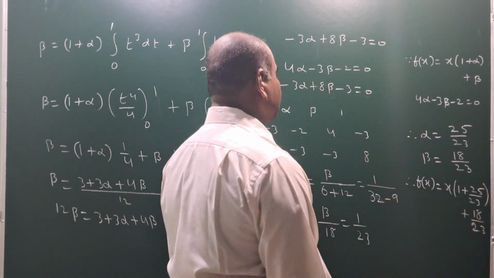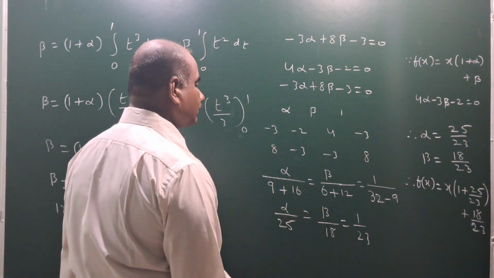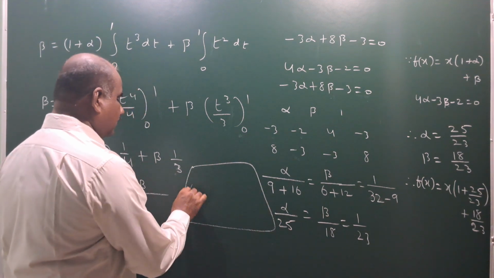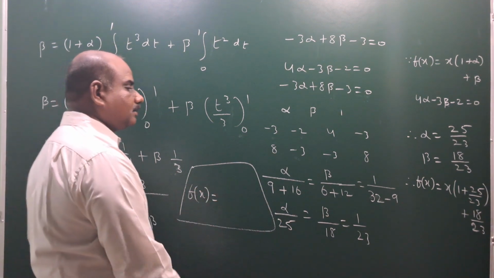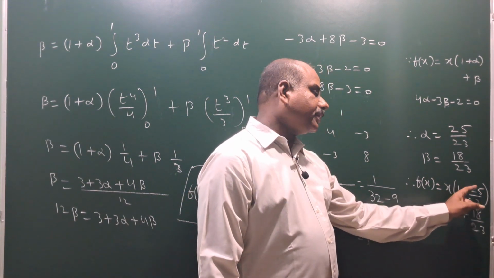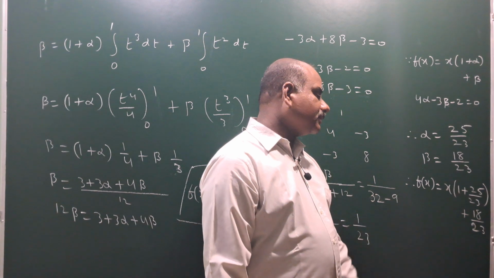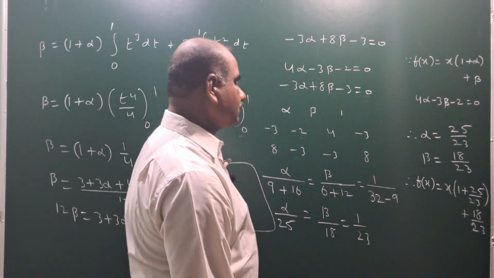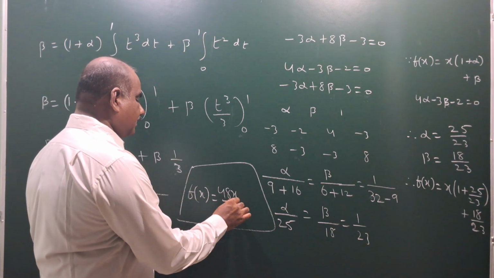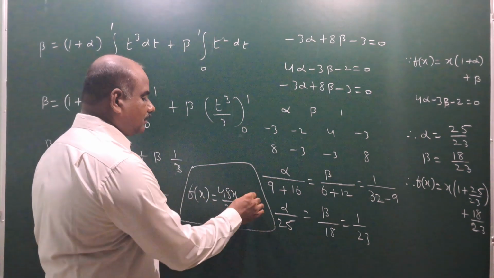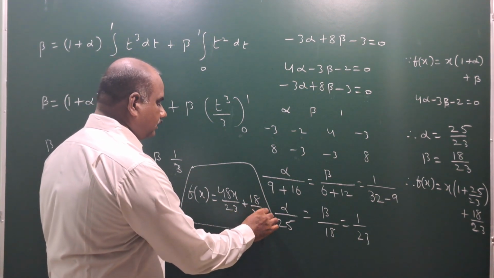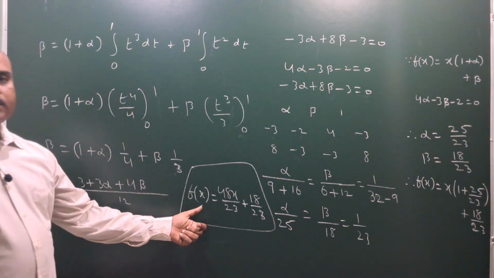So finally the function is like this. Therefore finally f of x is equal to, here take LCM, 23 into 1 is 23 plus 25. 23 plus 25 means 48 we get. So 48 x by 23 plus beta means 18 by 23. So finally this is the function we have required. Okay, thank you.